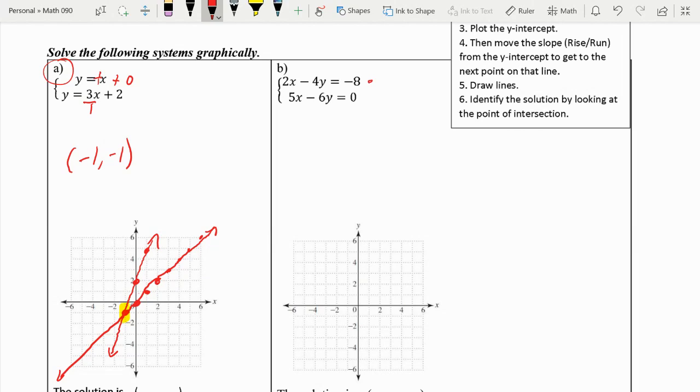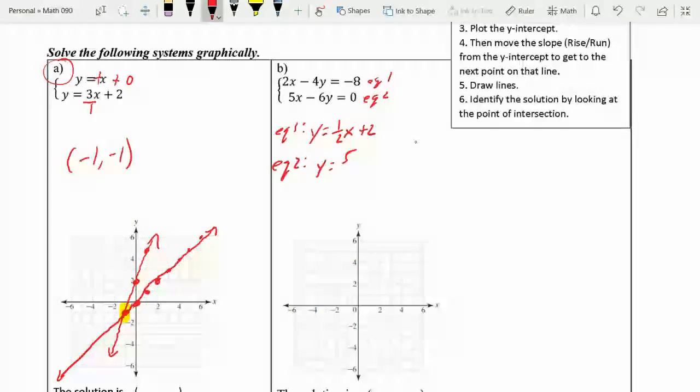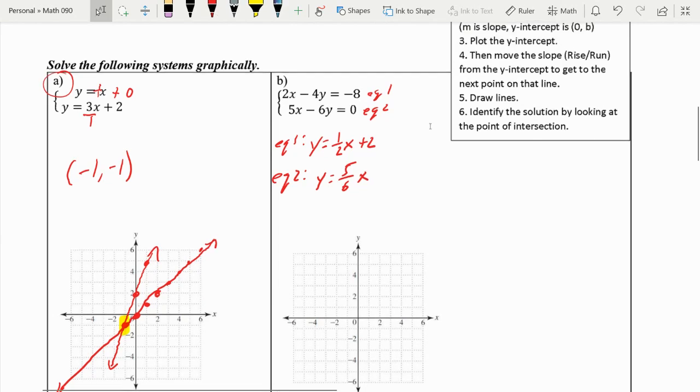All right, so here's equation 1, here's equation 2. Well, if you notice, neither one of them is in slope intercept form. All right, you do it. Well, I don't want to take the time. I already did it. So equation 1 is y is equal to 1/2 x plus 2. You guys go see if you can remember how to do it. If not, send me questions and I'll do it real quick. Equation 2, y is equal to 5 over 6 x.